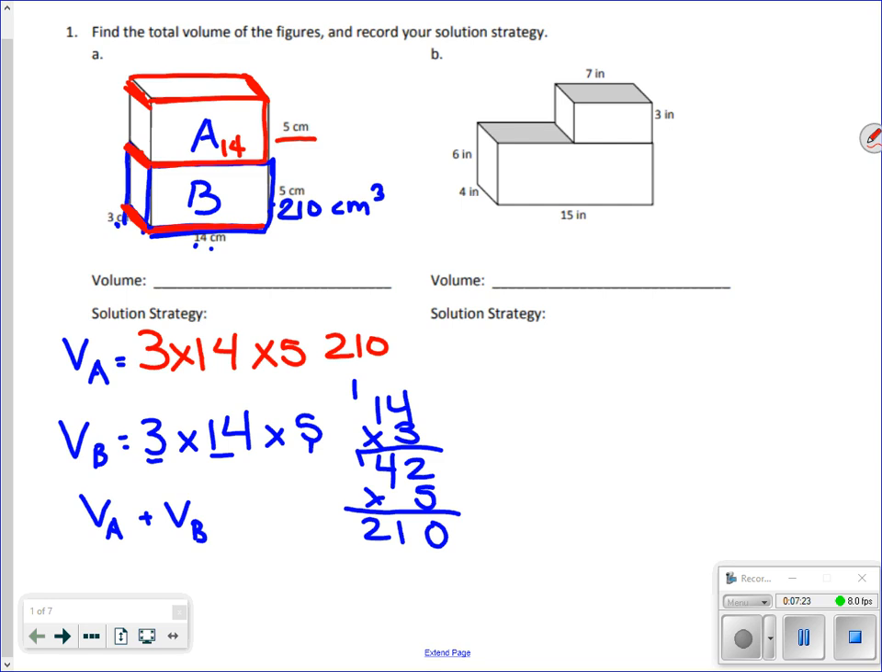So now I have to do my total volume. I've got my volume for A, my volume for B. To find my total volume, you add them. So what is the total volume of this figure in 1A? 420. It's 420. 0 plus 0 is 0. 1 plus 1 is 2. 2 plus 2 is 4. It's 420 cubic centimeters.